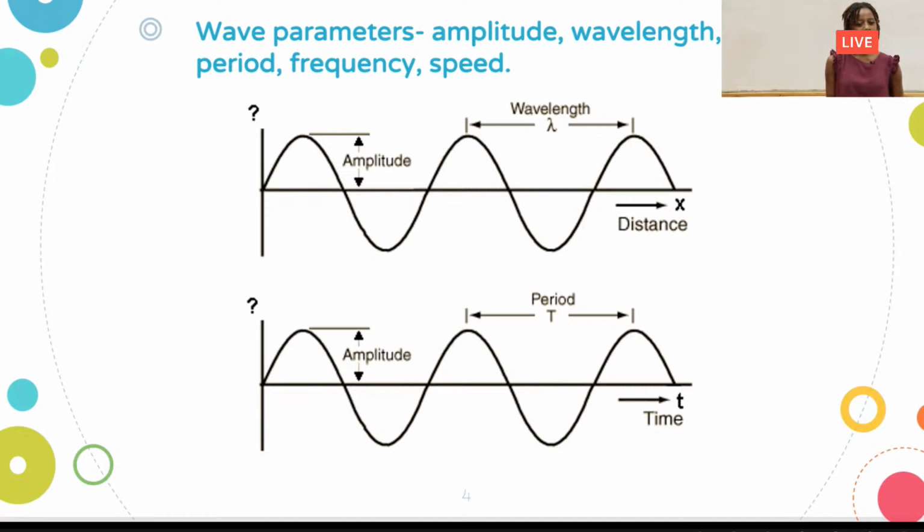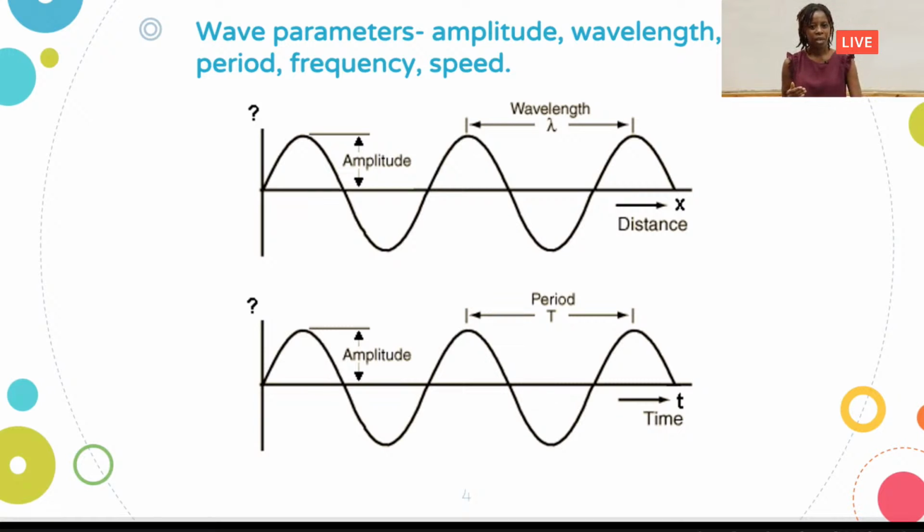Now, if we were to look at the diagram at the bottom, notice that time is on the x-axis. When time is on the x-axis, then the distance between two successive crests or two successive troughs would measure period.